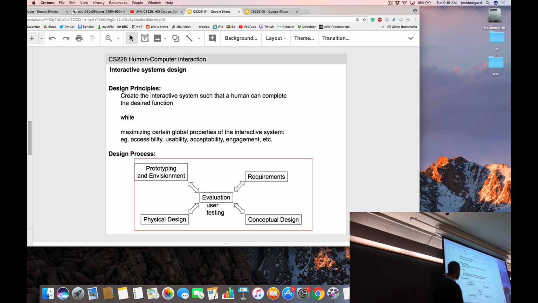That's our design principle. What does the process tend to look like in HCI? Well, as I just mentioned, you often, for a new interactive system like Google Glass or a cochlear implant or Leap Motion, it's pretty tricky to get the user to describe how they want to use that system, what it shouldn't do.